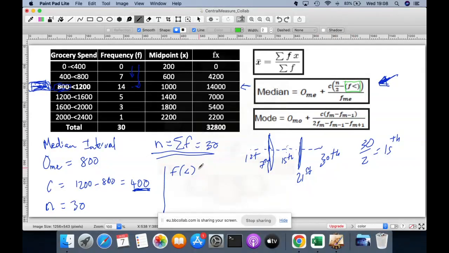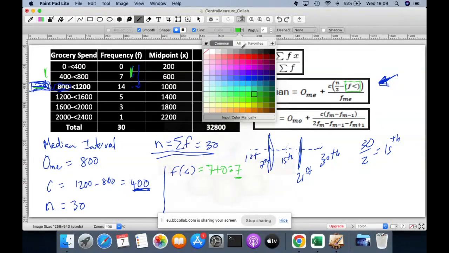What this green value is telling you is the cumulative frequency. It's basically telling you to add up all the frequencies before that interval. So here's our interval, this is our median interval. It's telling you to add up the frequencies before that, and that is adding up the 7 and the 0. So 7 plus 0. Add up all the frequencies before that, and that is 7. So that's your F of less than.